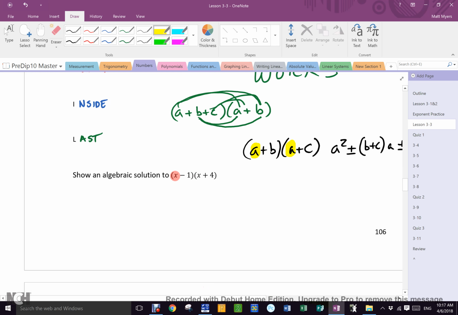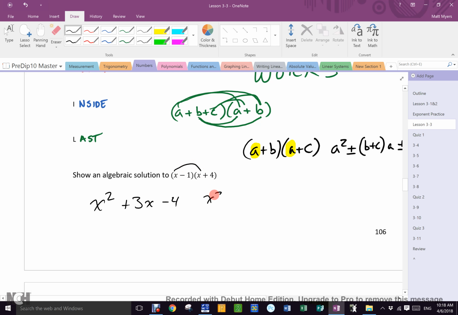So, is this just a single variable? So can I do my shortcut? Yeah. Right. It's going to be x squared, add b and c. What is it? Plus 3x. Now multiply b and c. Minus 4. And if you actually did FOIL, you would find that out.